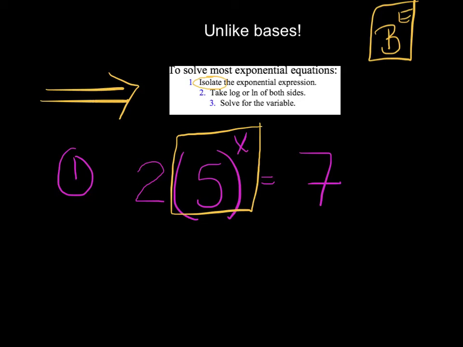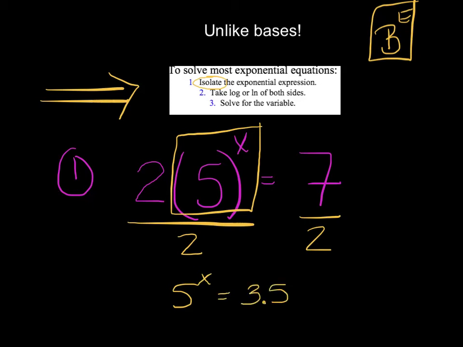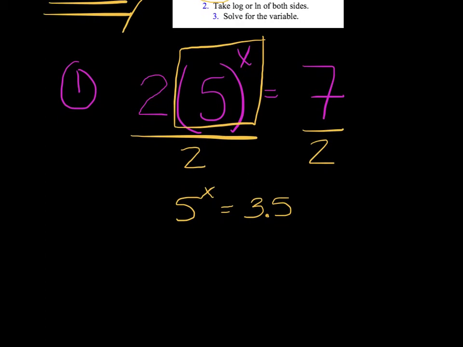So your first goal is to isolate that exponential. And that just means divide both sides by 2. So I've got 5 to the x equals 3.5. Now, I'm not going to try to get a common base with a decimal, and in fact, it's not going to work. So step 2 says take the log or natural log of both sides. Watch what I do. Nothing fancy. You're just going ln of 5 to the x equals ln of 3.5. Whatever you do to one side, do to the other. It's a natural log of both sides.